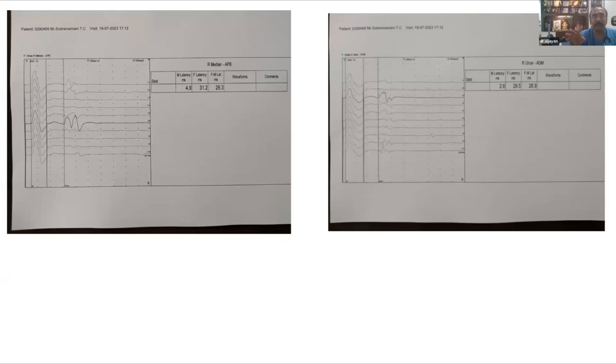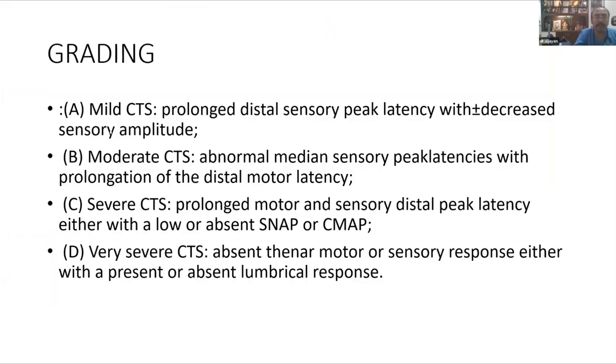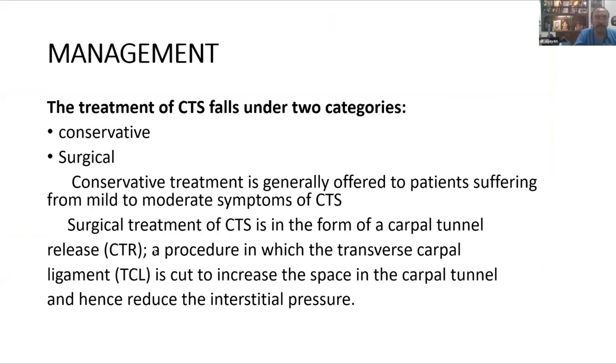That is, in simple words, the F-wave latency of the median nerve will be more than the F-wave latency of the ulnar nerve. Simple. If you see this on an electrophysiological study, this is definitely carpal tunnel syndrome. So the grading is again another grading: prolonged distal sensory latency, peak latency will decrease. I told you all this already.